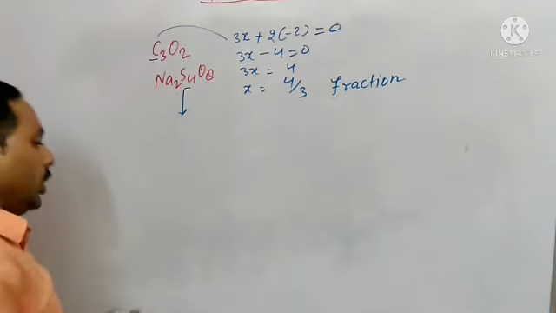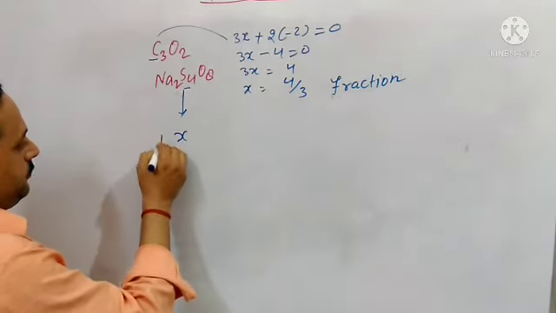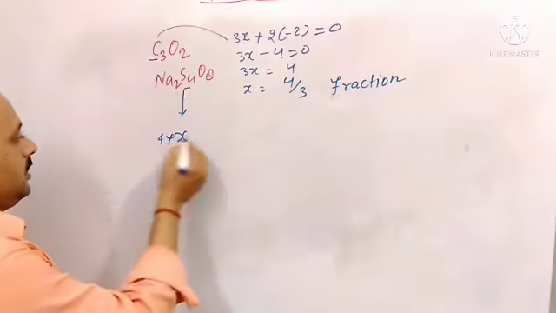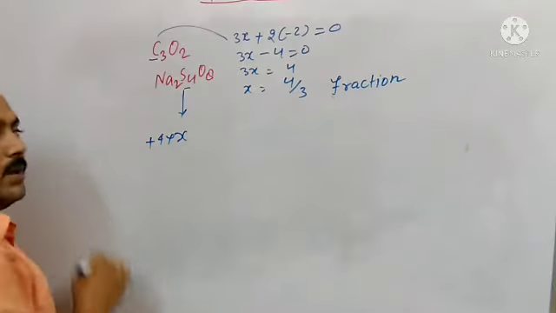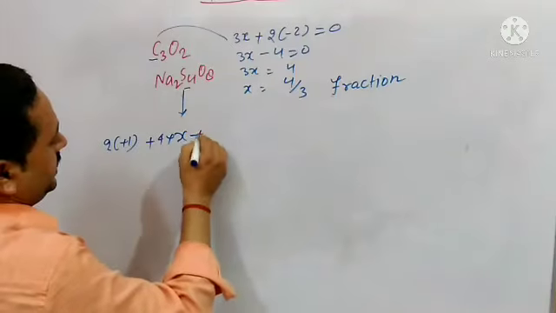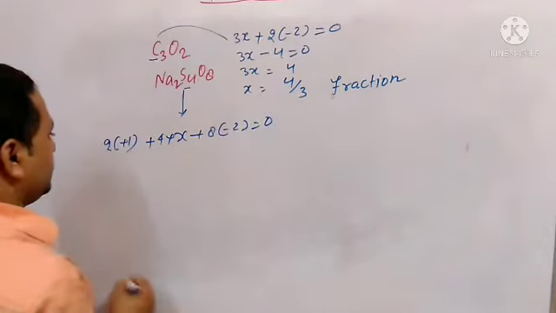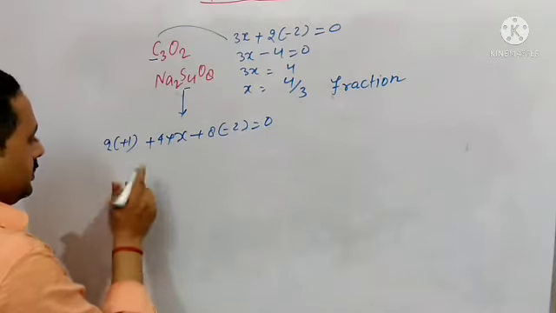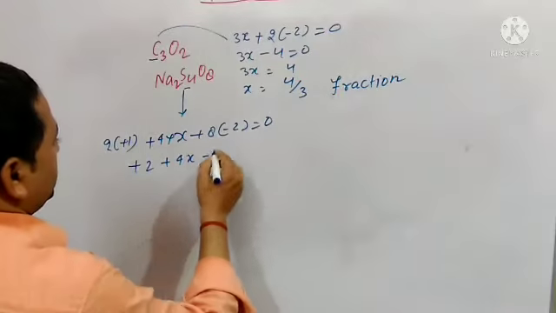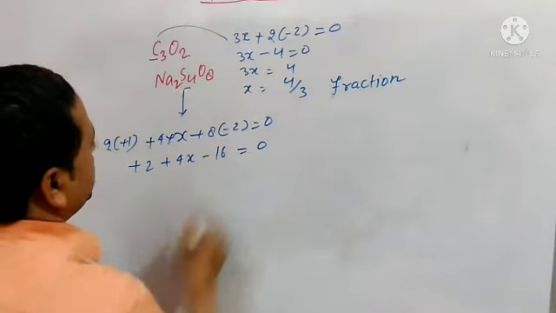Let me calculate here the oxidation state of sulfur. So let the oxidation state of sulfur be x. 4 into x. You know why I multiplied by 4? Because the number of sulfur atoms is 4. Sodium metal is 2 and its oxidation state is +1. I will write like this, and here the number of oxygen is 8 and the oxidation state is -2. So here 2 plus 4x minus 16 equals 0.